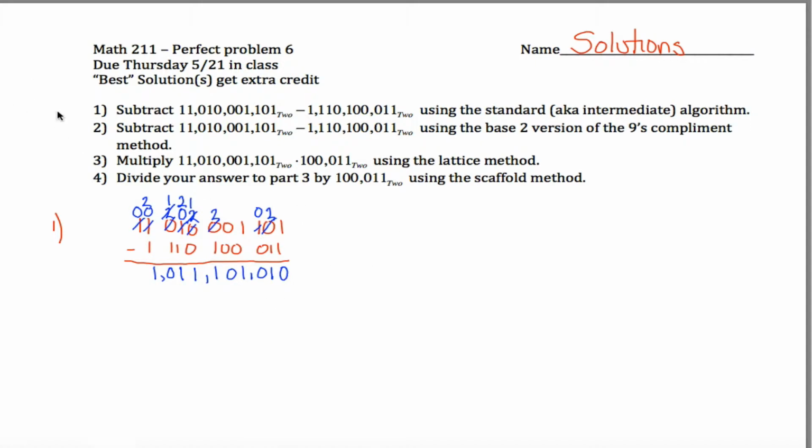Okay, number 2. Subtract again. Why are you subtracting again? You got me dividing on one of them, multiplying on one of them. Why am I subtracting twice? I feel like I should be adding once here to get practice with all the algorithms.